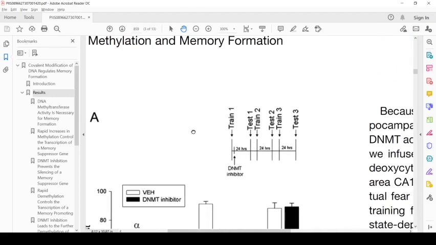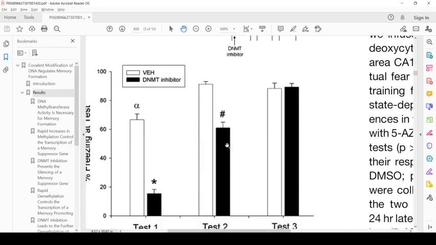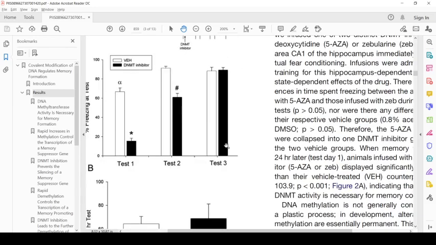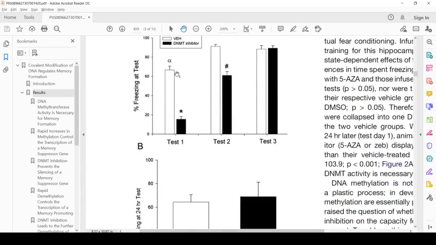So let's go up to panel A here, and there's a schematic to tell us what's going on. The schematic shows a training period for fear conditioning. Then shortly thereafter, there's this DNA methyltransferase inhibitor, and then there's a test. And there are subsequent trainings and tests afterward. We'll talk about that next, but we're just talking about this first step here. So this is the DNA methyltransferase inhibitor immediately after fear conditioning.